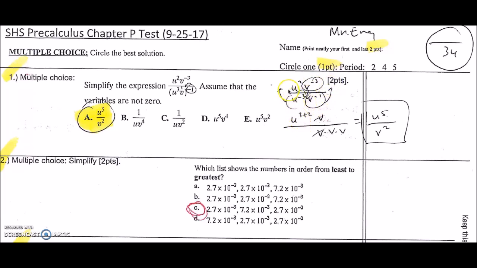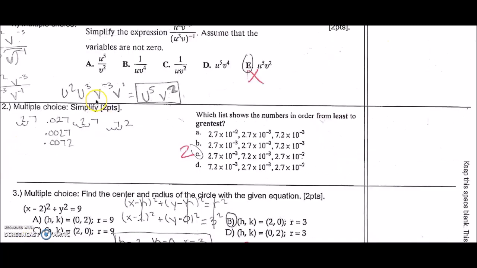I have u to the third times u to the second, so multiplying the same base, add the exponents. 3 plus 2 is u to the fifth. When you have 1 v in the numerator and v to the third in the denominator, those will cancel and you're left with v squared. So here's an example where the student just, let's see what they did with their work.